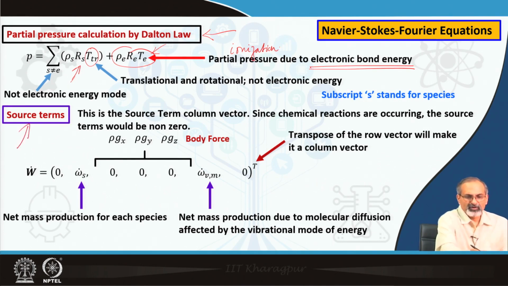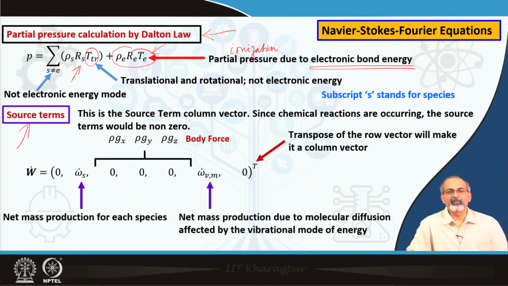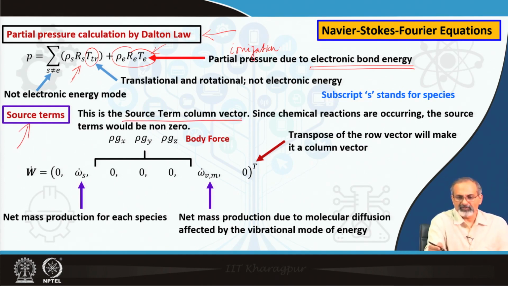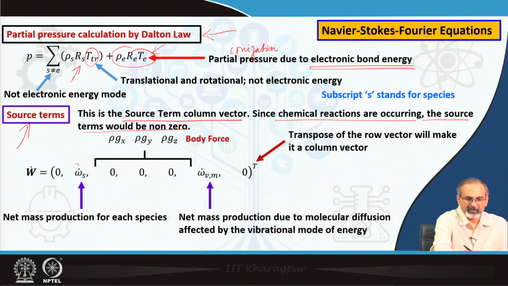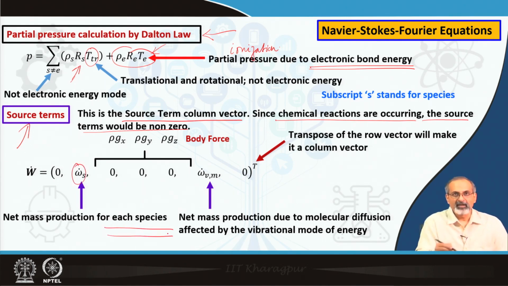Source terms which we have been talking about, let us elaborate them a little bit more. So, this W is of course the source term column vector. Since chemical reactions are occurring, the source terms would be non-zero. Therefore, the source term basically represents effects from chemical reactions, and let us see what this term stands for. It is the net mass production for each species in the mixture.